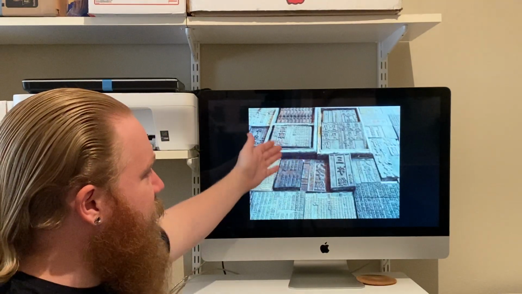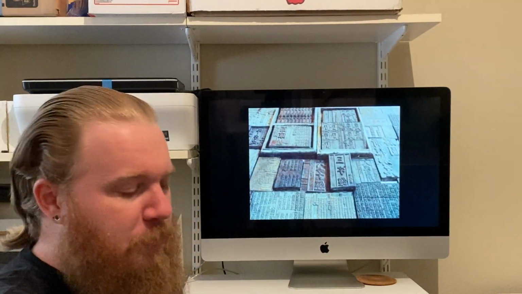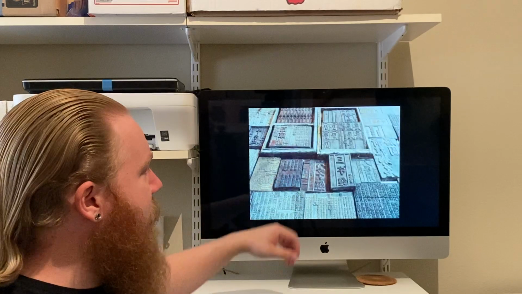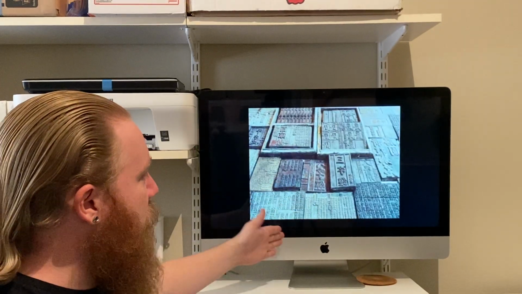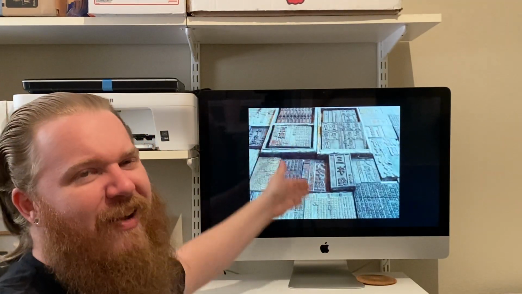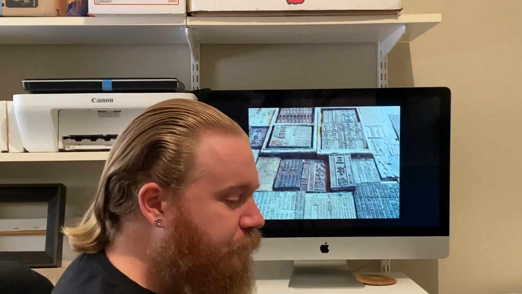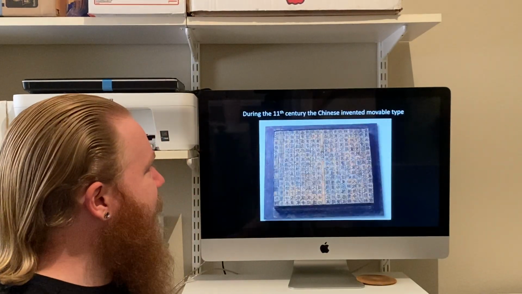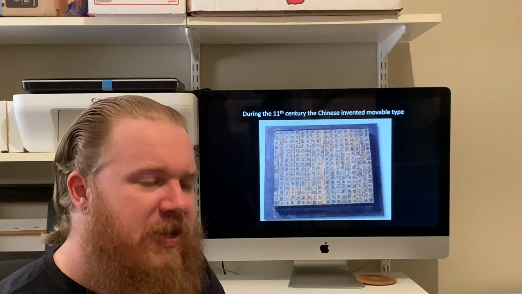And so here we can see some very early Chinese wood block prints or wood matrices, but once again, we would have to go through and carve out every individual letter. However, during the 11th century, the Chinese invent movable type.